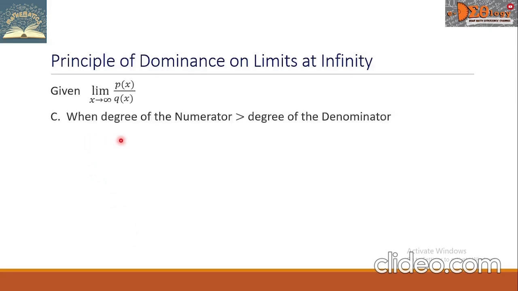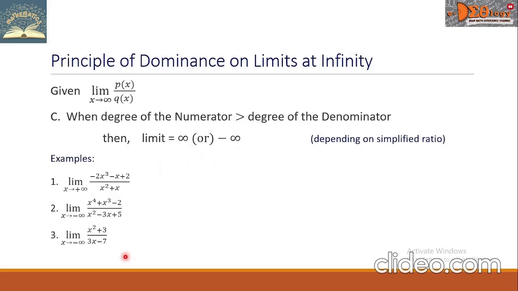Case 3, when degree of the numerator is more than degree of the denominator. Then the limit equals infinity or negative infinity. So this is now depending on simplified ratio. Let's have 3 examples. Number 1, the limit of negative 2x cubed minus x plus 2 all over x squared plus x as x approaches positive infinity.